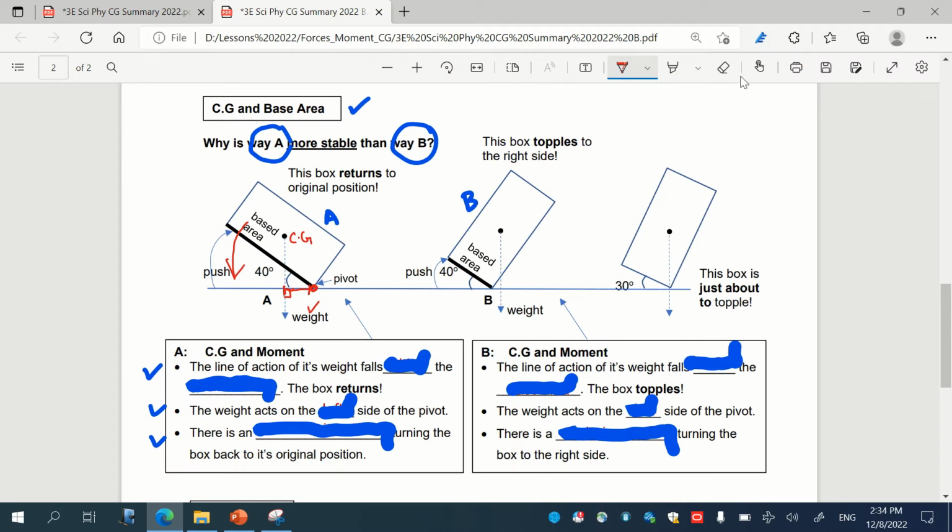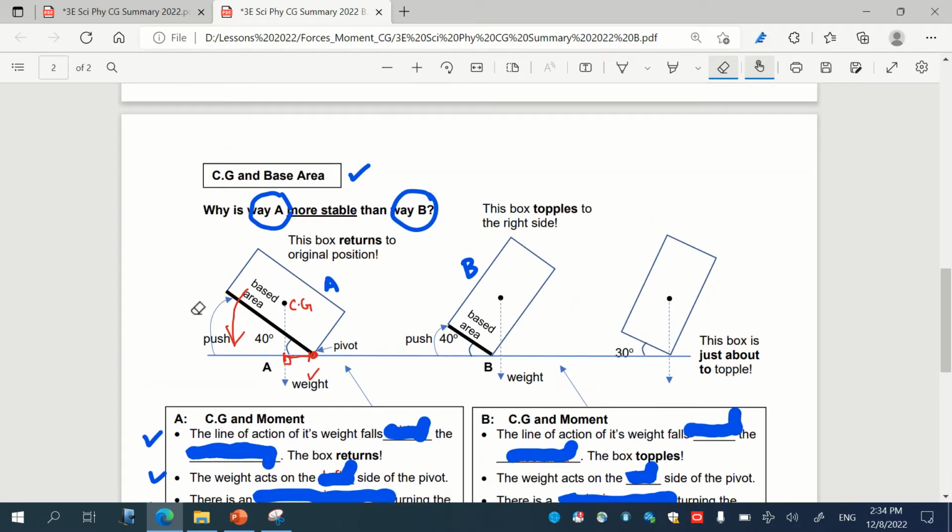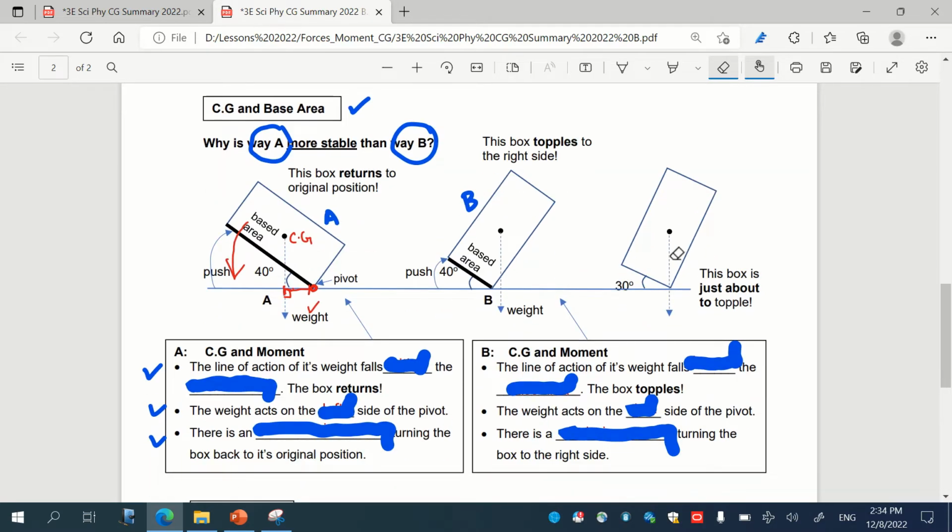I would like you to fill in this line. How is stability explained using moments sometimes? First point, when it's tilted 40 degrees for position A, the line of action of its weight falls within the base area. You notice that it cuts within the base area. The box returns. Returns what? Returns to its original position.